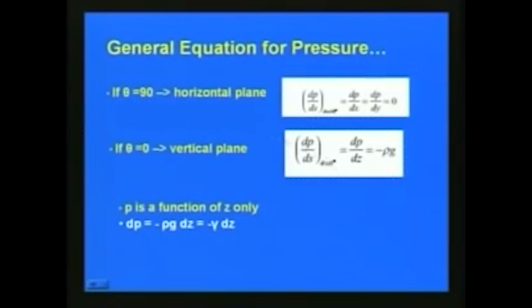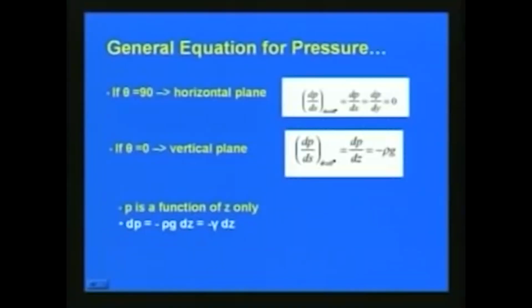Now, with respect to the general equation which we have derived, if theta is equal to 90, then on the horizontal plane dP by ds, as theta equals 90, is equal to dP by dx, that is equal to dP by dy, that is equal to 0. And with respect to the earlier figure, if theta is equal to 0, that means the plane is vertical. So, for a vertical plane like this, dP by ds is equal to minus rho into g.